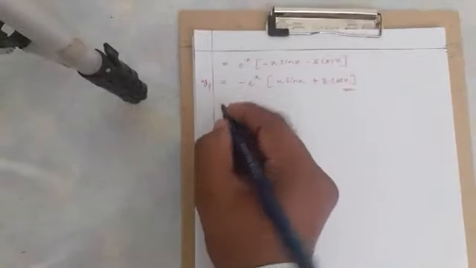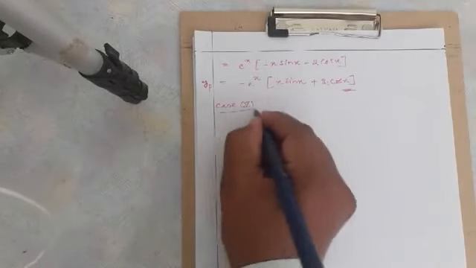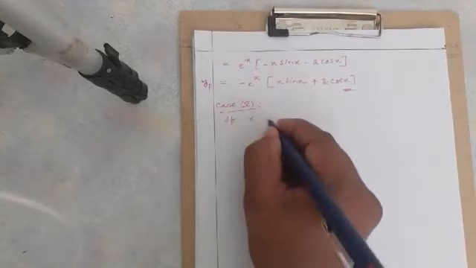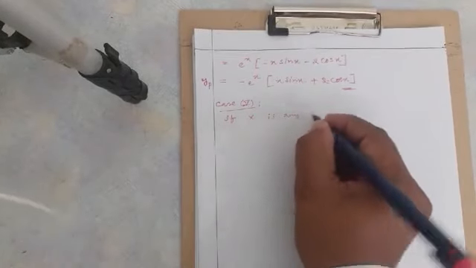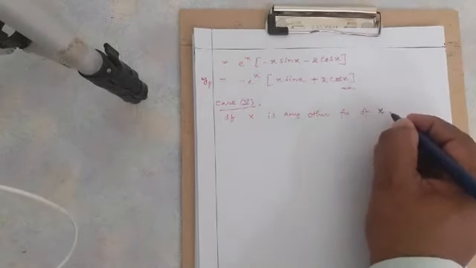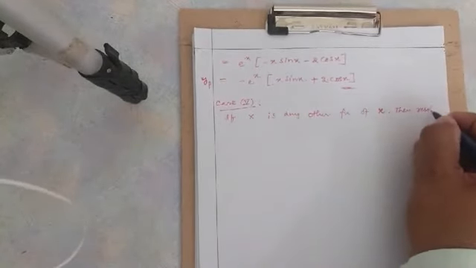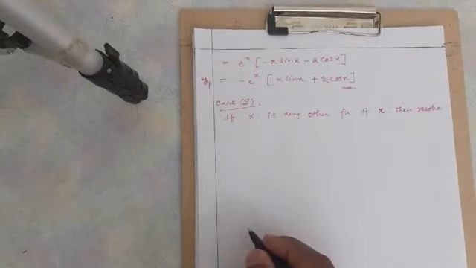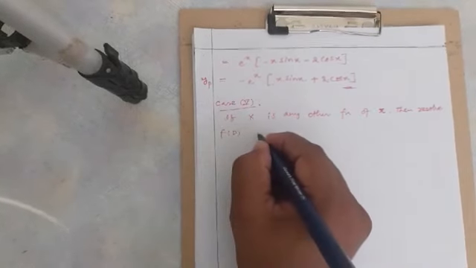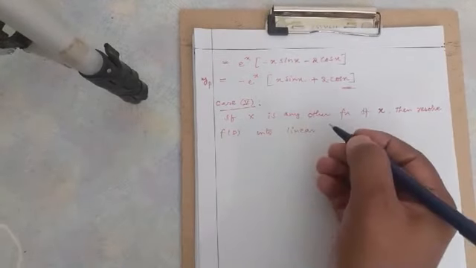Let us write case 5. Case 5 is this: if capital X is any other function of x, then resolve f of d into linear fractions. Yes, we are taking the next topic.